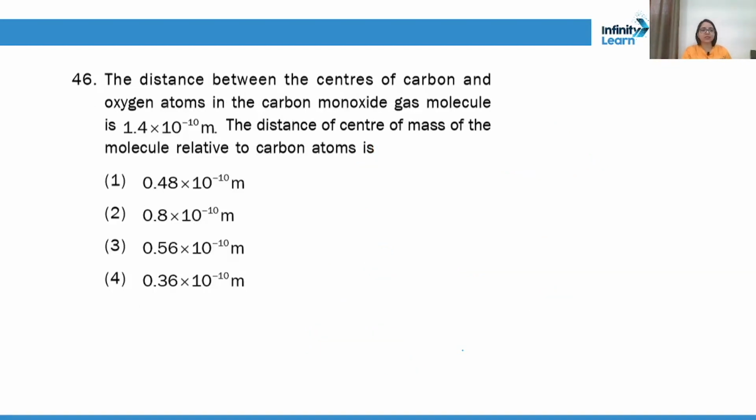Question number 46. The distance between the centers of carbon and oxygen atoms in a carbon monoxide gas molecule is 1.4 into 10 power minus 10 meter. The distance of the center of mass of the molecule relative to the carbon atom is.